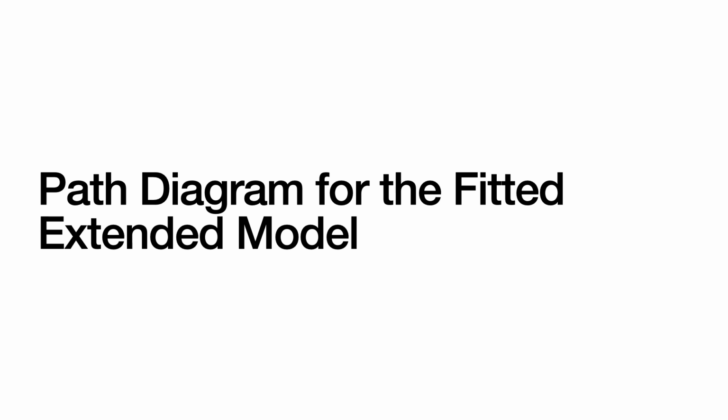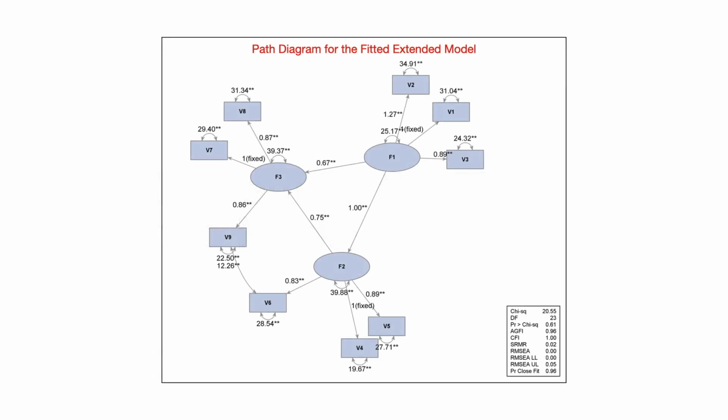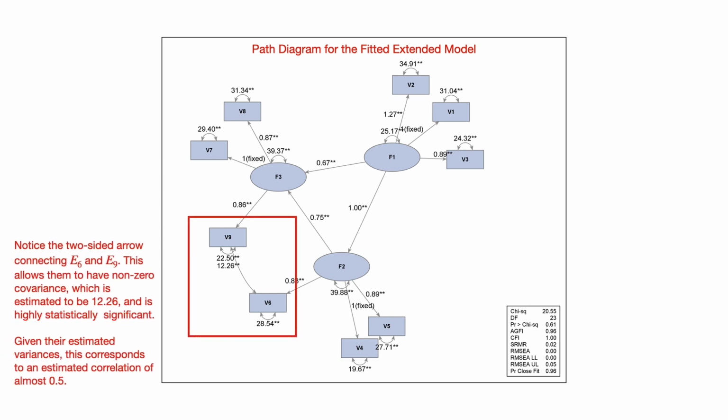Next, let's look at the path diagram for the fitted extended model. So here is the path diagram for the fitted extended model. Notice the two-sided arrow connecting E6 and E9. This allows them to have non-zero covariance, which is estimated to be 12.26 and is highly statistically significant. Given their estimated variances, this corresponds to an estimated correlation of almost 0.5. And so allowing E6 and E9 to be correlated appears to be practically significant as well.